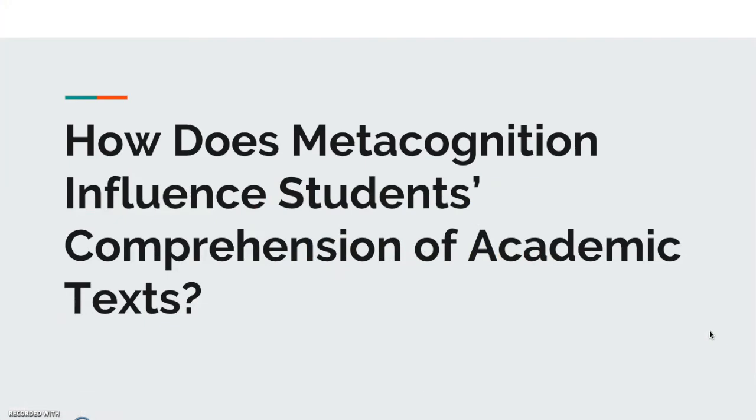So the question we're going to answer in this video is, how does metacognition influence students' comprehension of academic texts? When students have academic reading difficulties, they may not naturally engage in the act of metacognition. They may need help learning self-awareness, and they may not always have strategies to help them when their comprehension fails. Similarly, metacognition is the act of internal self-regulation.